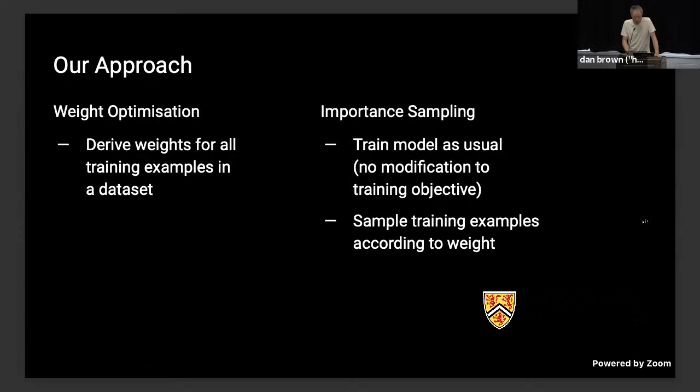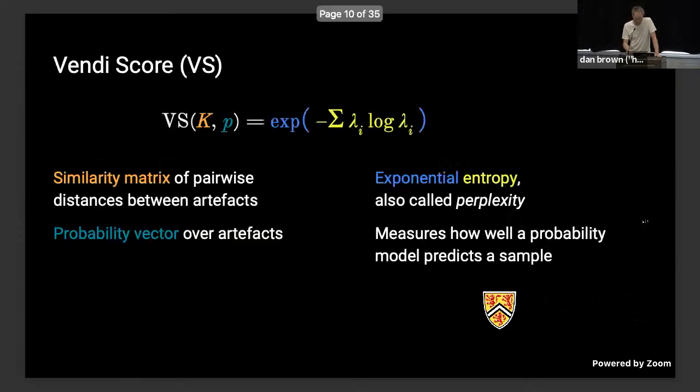So you can train your model as usual. No modification to the training objectives is necessary. You just sample the training examples according to the weight. So of course, the most important bit is how do you develop the weights?